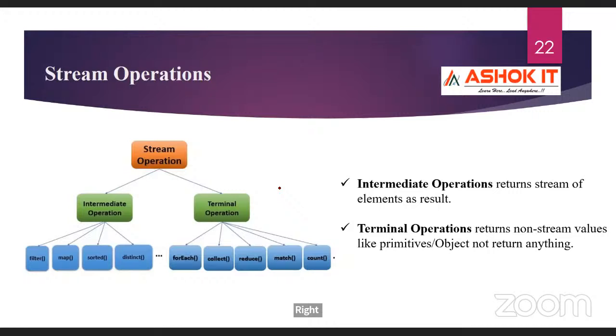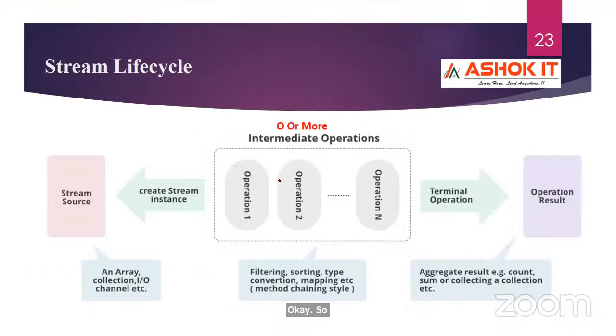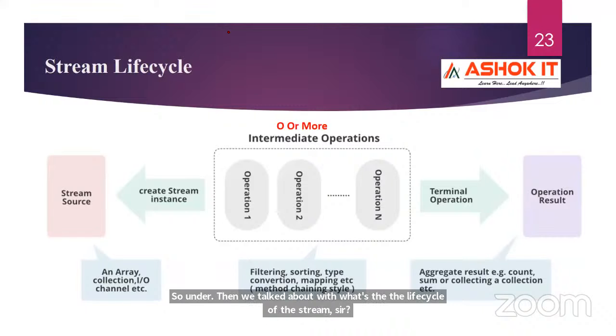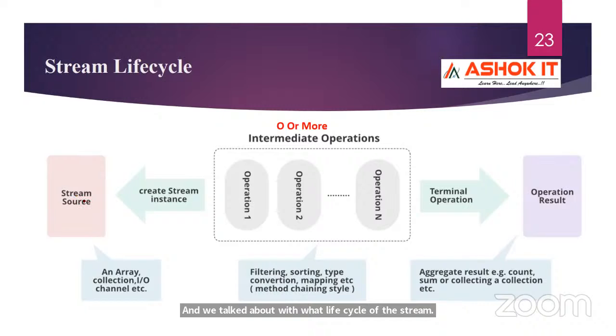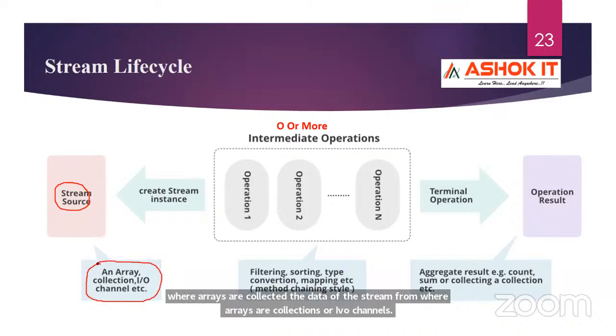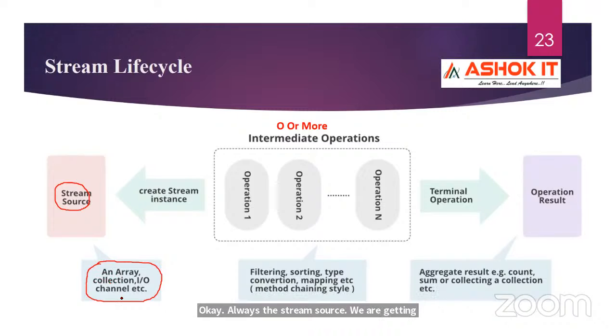Okay. Then we talked about the life cycle of the stream. As I already told you, we always get the data of the stream from arrays, collections, or IO channels. The stream source always comes from arrays, collections, or IO channels.